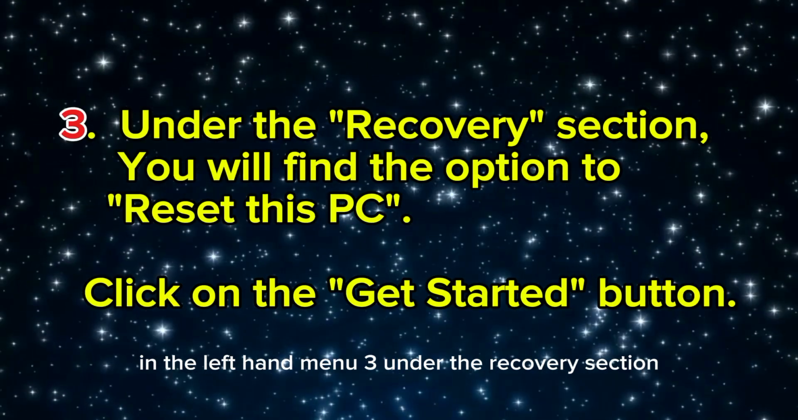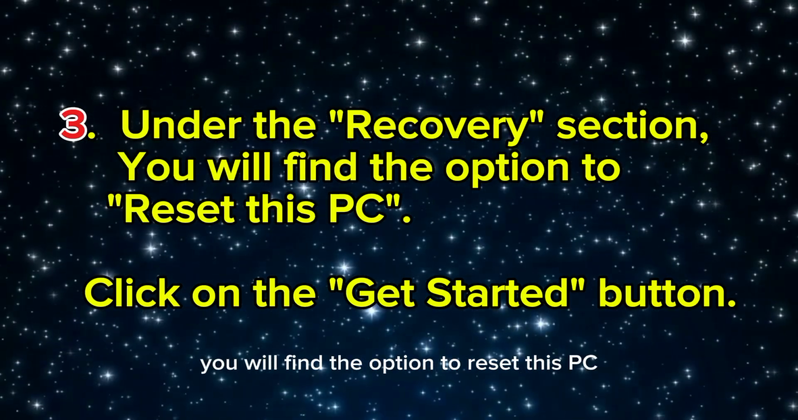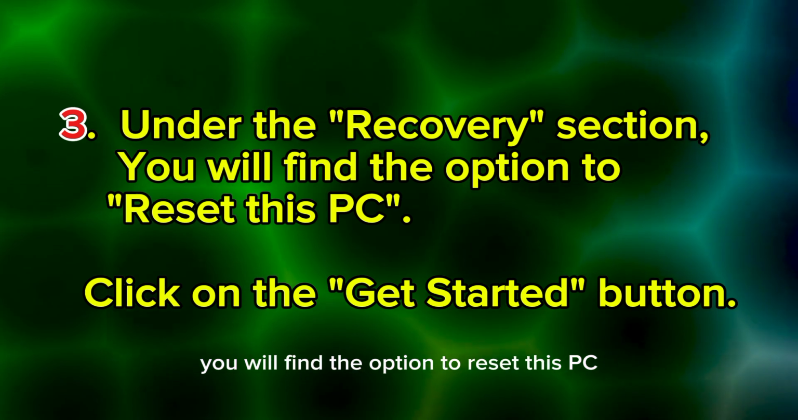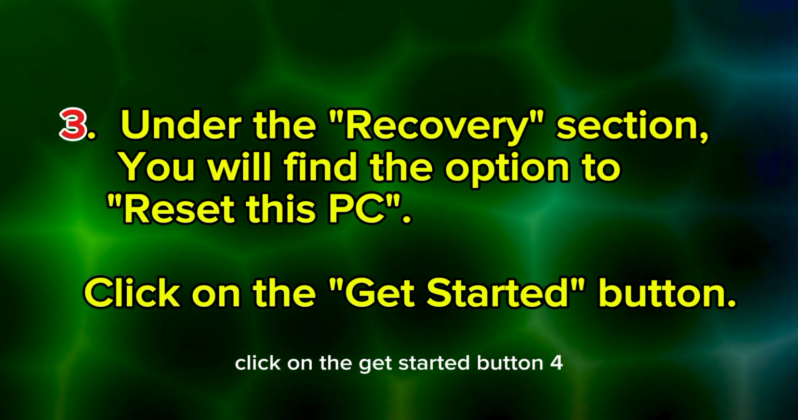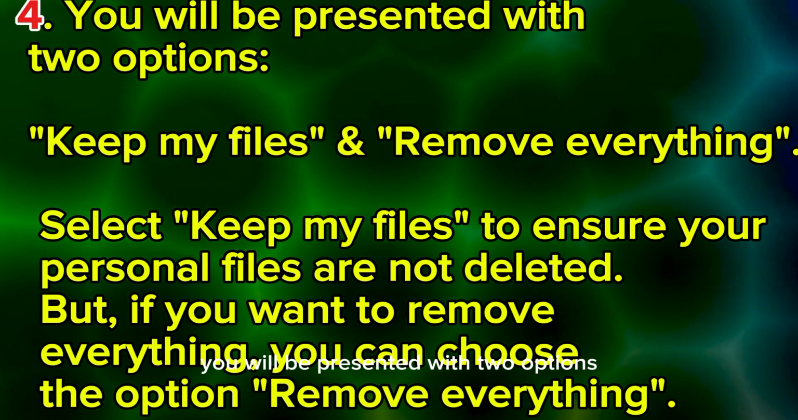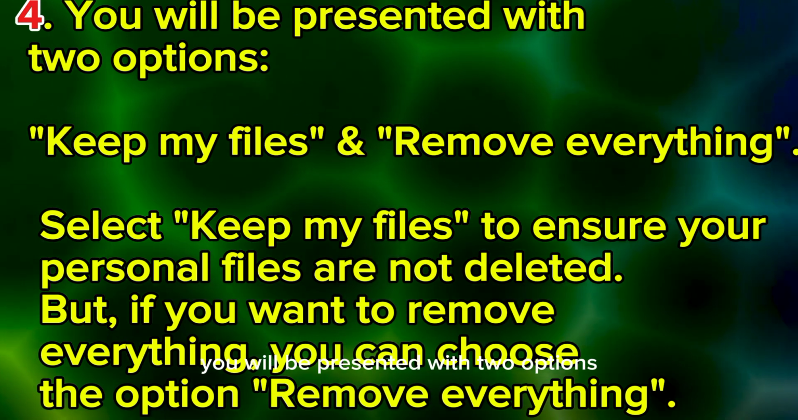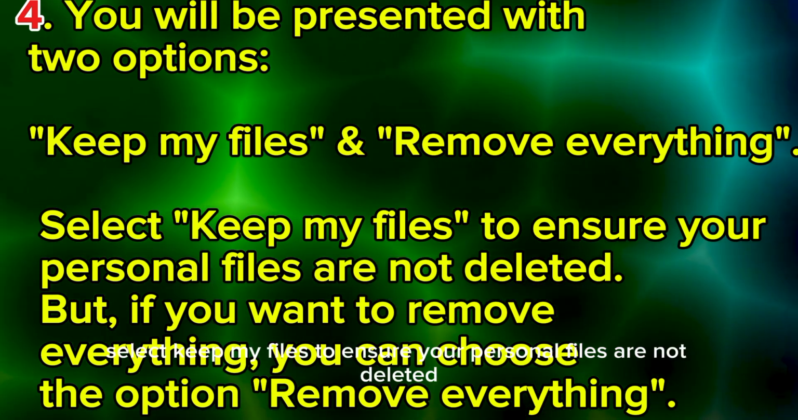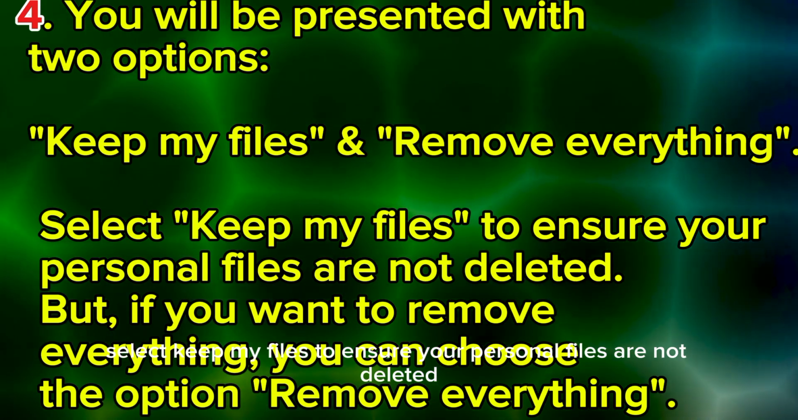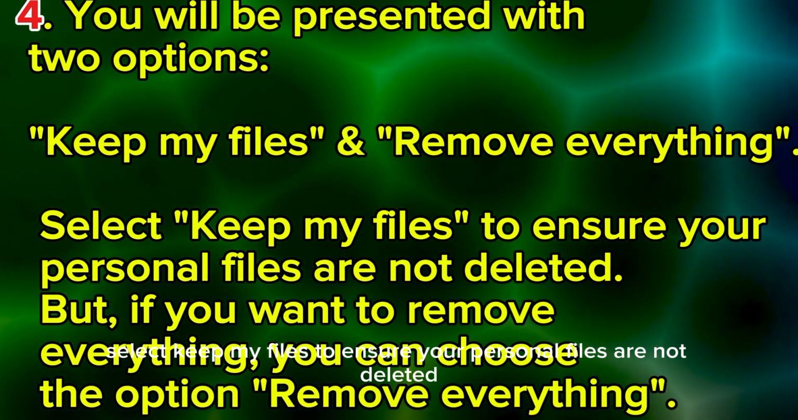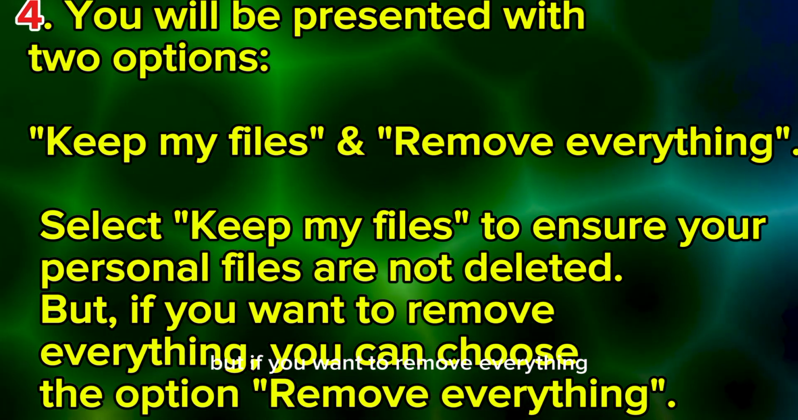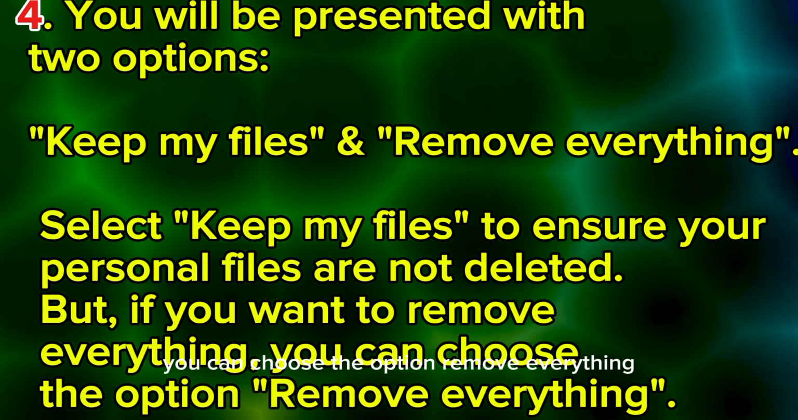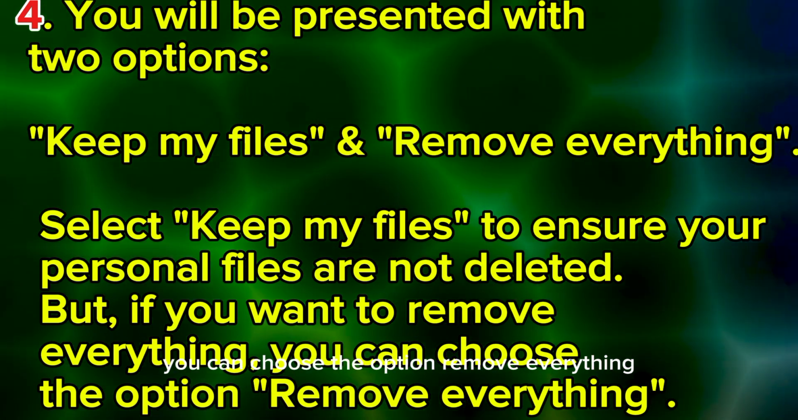3. Under the Recovery section, you will find the option to reset this PC. Click on the Get Started button. 4. You will be presented with two options: Keep My Files and Remove Everything. Select Keep My Files to ensure your personal files are not deleted. But if you want to remove everything, you can choose the option Remove Everything.